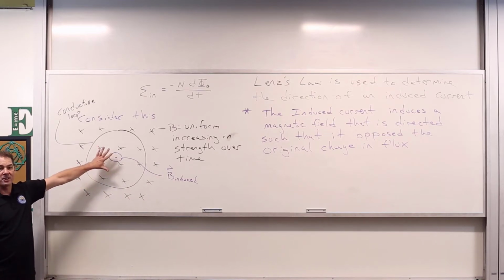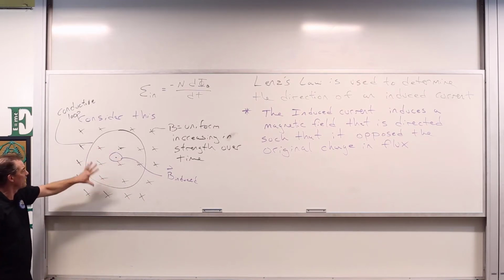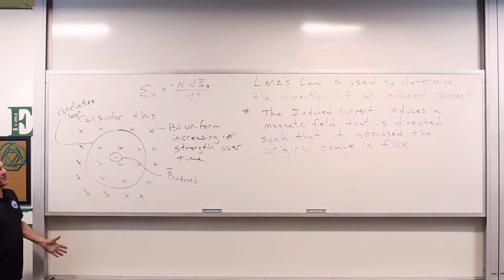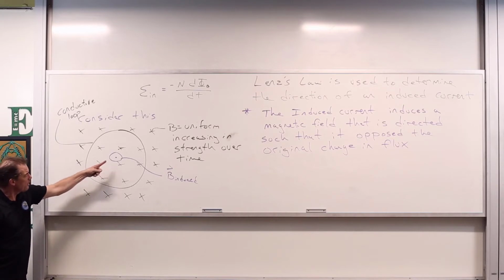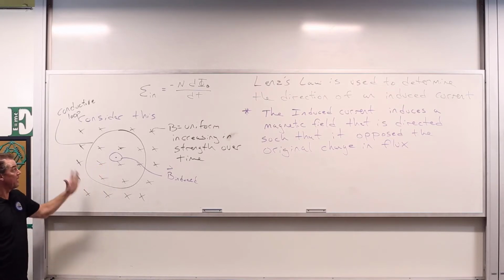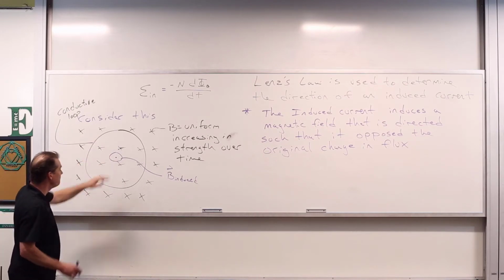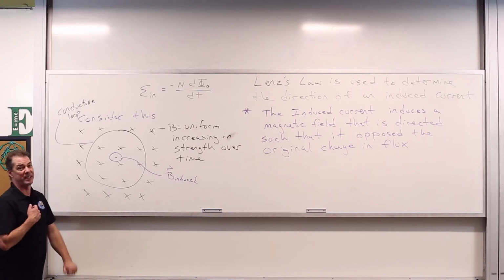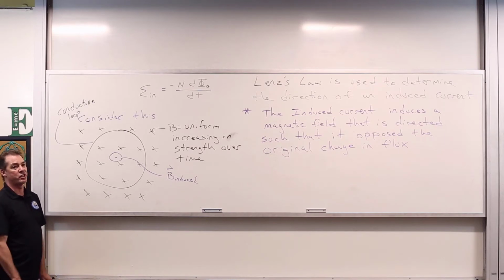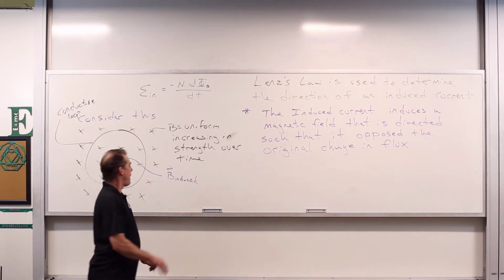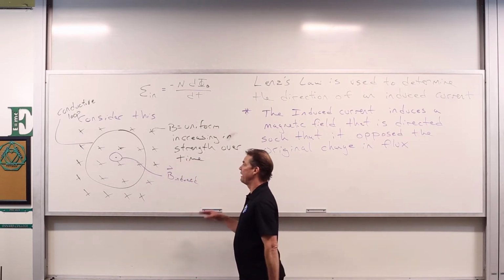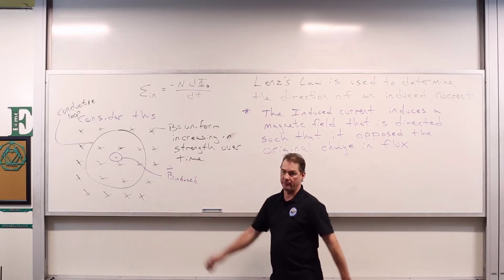It makes its own flux that counteracts the original change in flux. So, what's up with that? Well, this induced magnetic field is there because of the current that's induced. So the direction of this magnetic field is correlated with the direction of the induced current. That's how we start determining the directions of induced currents themselves, by looking at what the induced magnetic field associated with it has to be directionally in order to oppose the original change in flux.